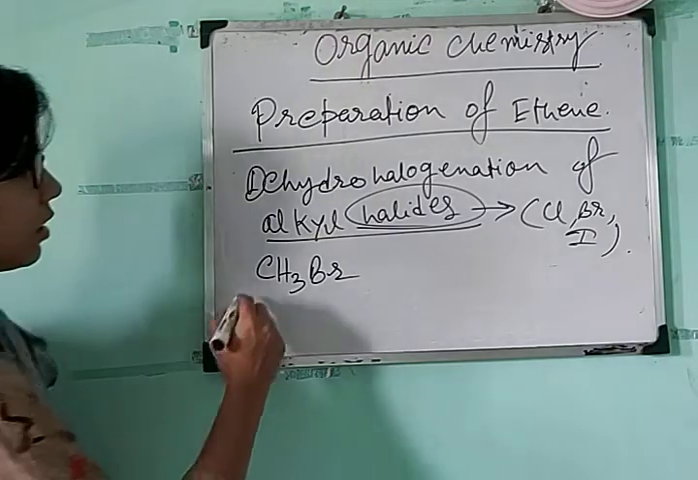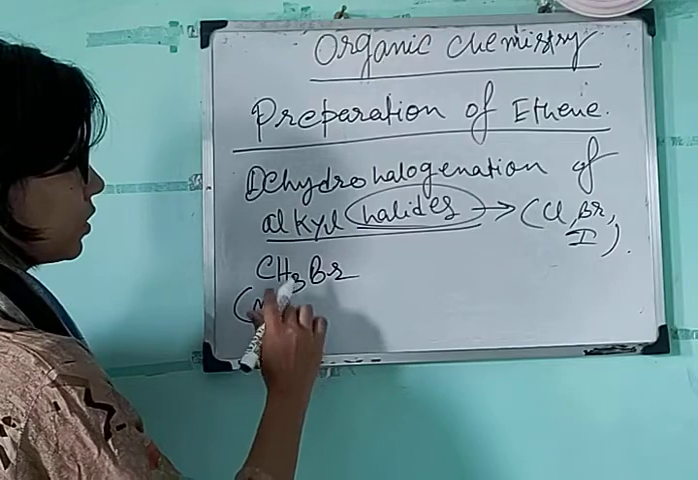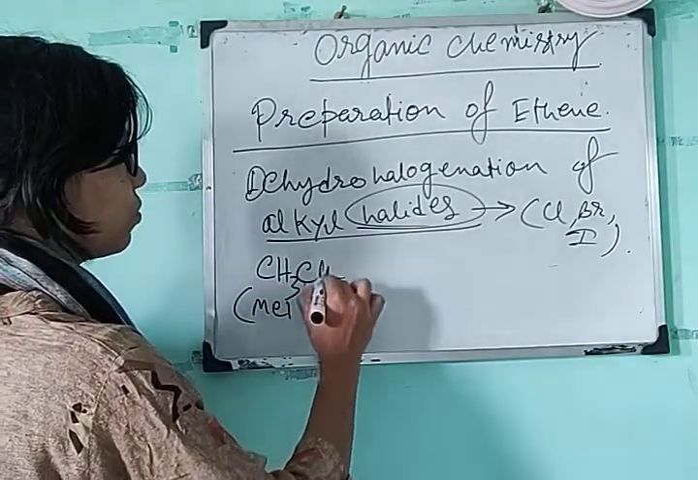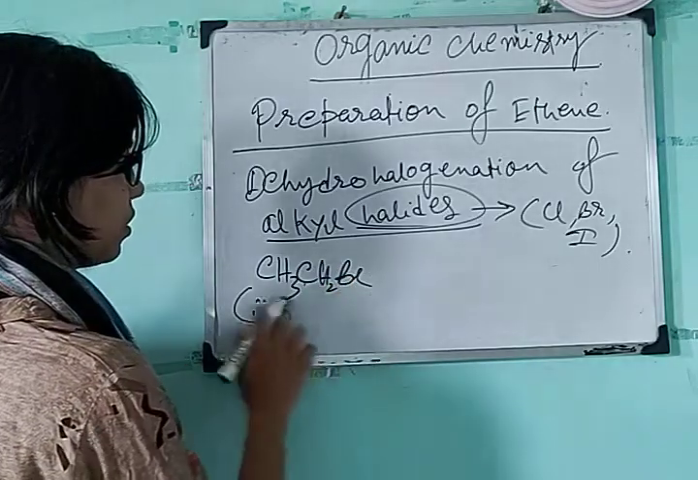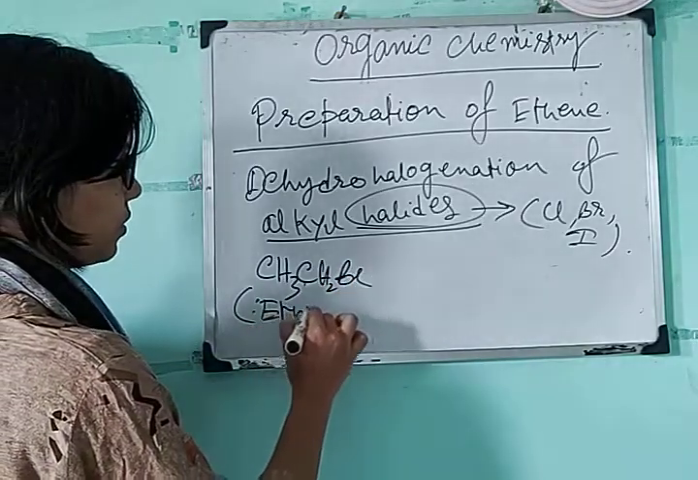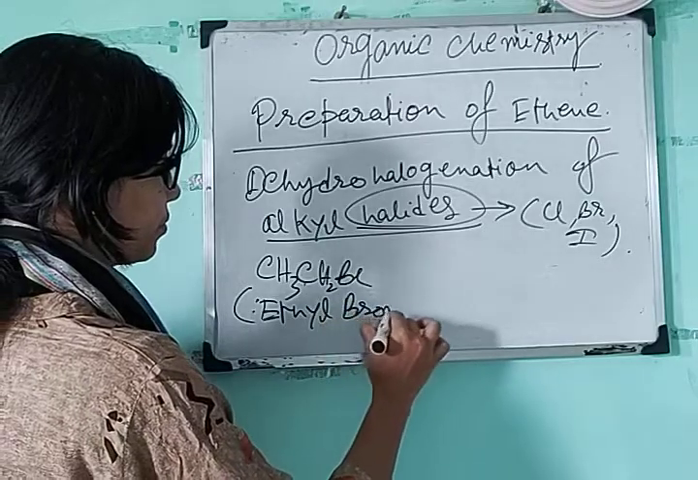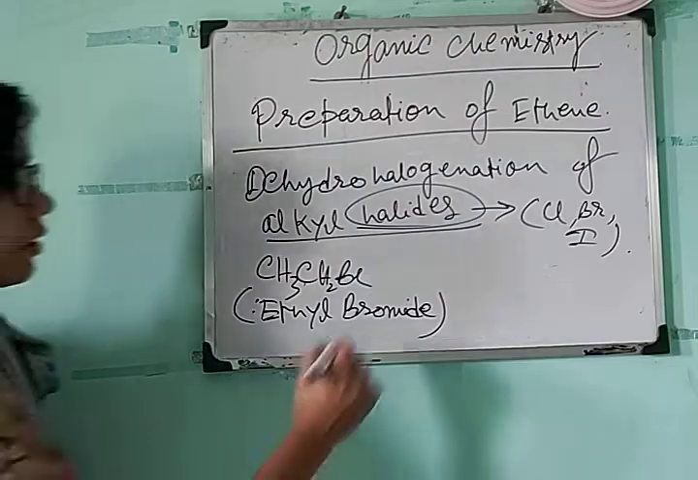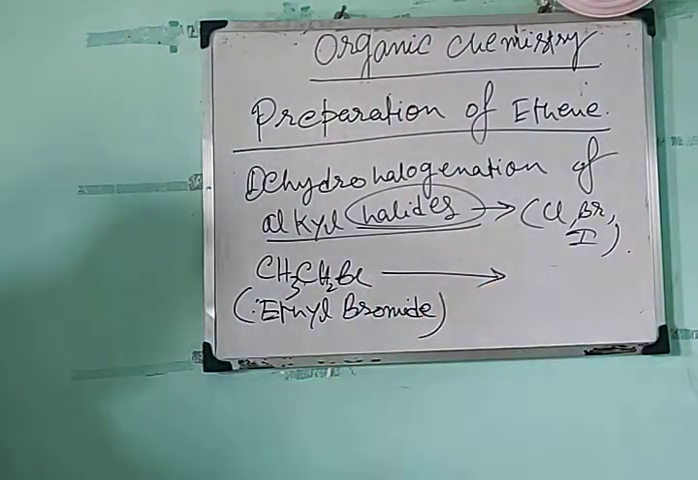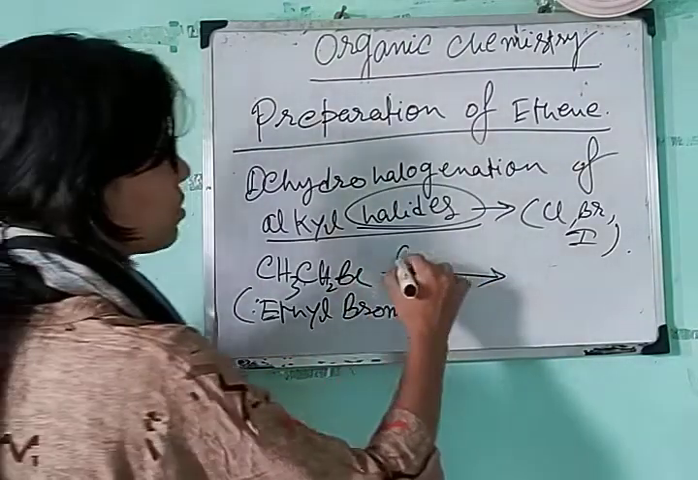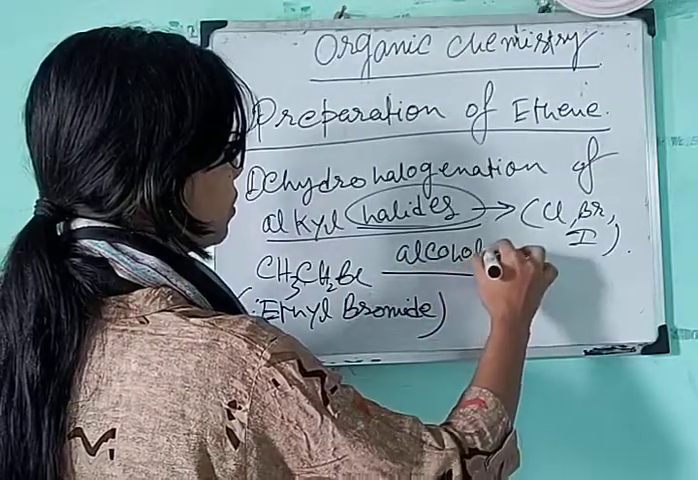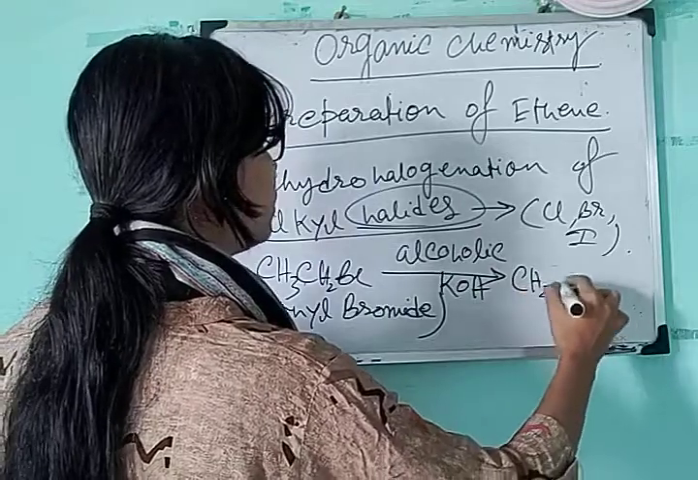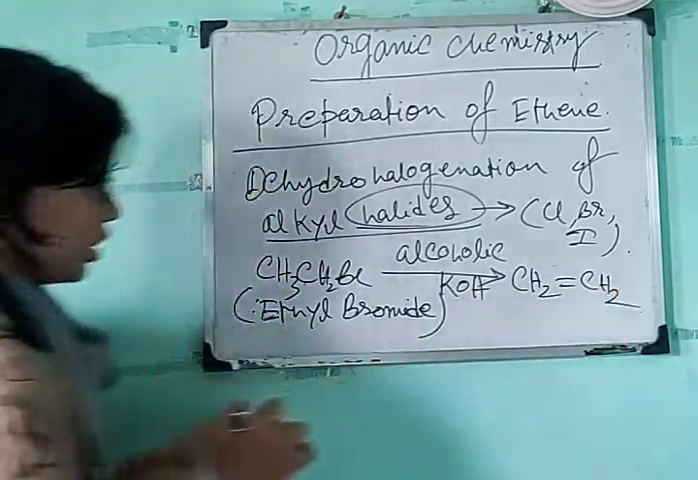This one is ethyl bromide. First take CH3CH2Br, ethyl bromide. Then we will react this ethyl bromide with alcoholic KOH solution. Then you will get ethene.